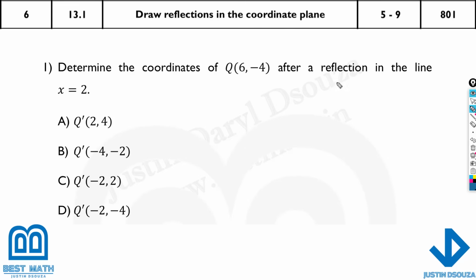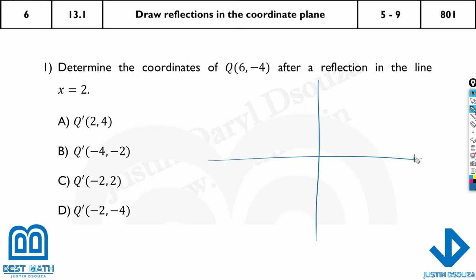They have asked us to determine the coordinates of, say, Q, which is given as (6, -4), after a reflection in the line x = 2. So you need to find Q prime, the newly transformed image. There are 4 options, which is the correct one? The easiest and simplest method, not any shortcuts, is just drawing it out. Let's draw it for our own understanding.